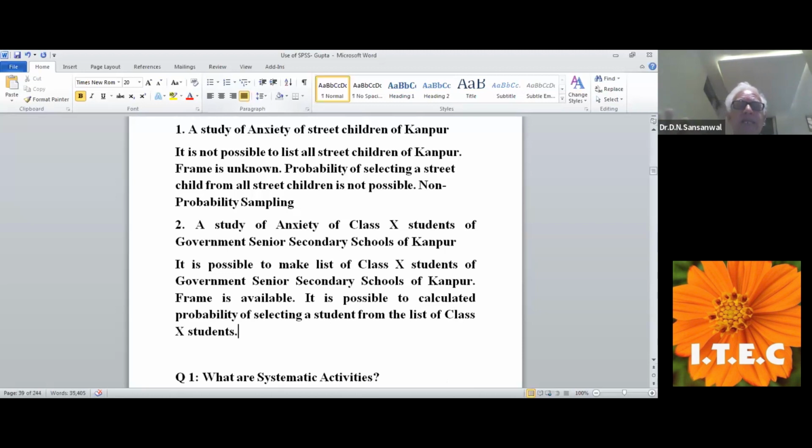So from the title of your research, you can find out whether the probability sampling technique you will be using or the non-probability sampling technique you will be using. Is it clear to you, or there is a problem in understanding?